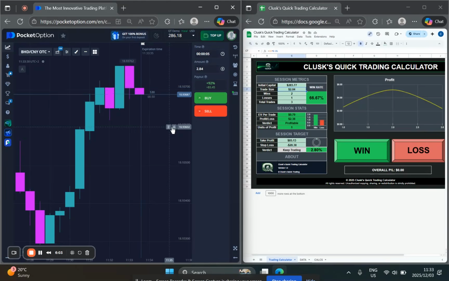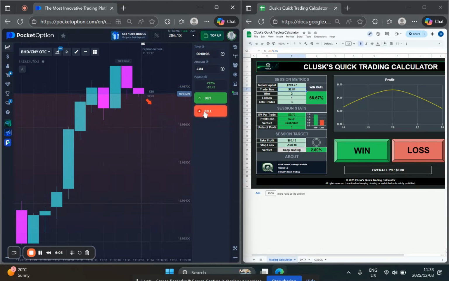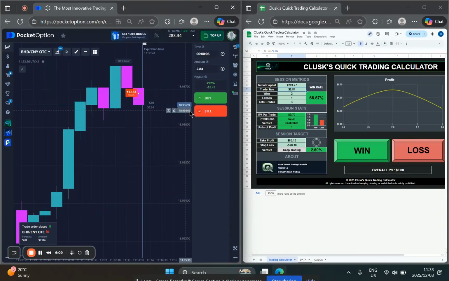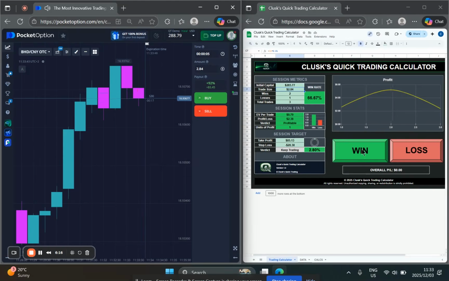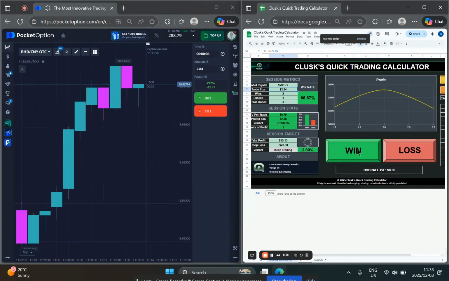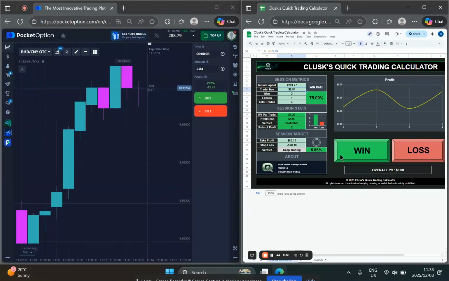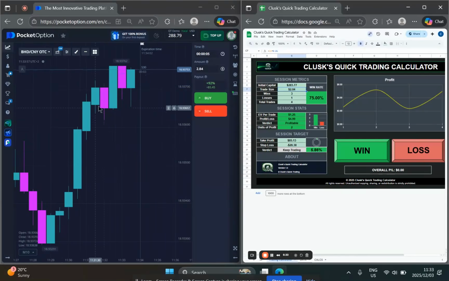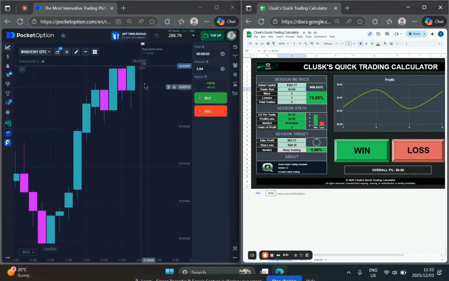Right, let's see now. Here we go. This looks like a strong move downwards if we don't have a flip. No, we don't. So we can take a trade for a sell. And it looks like we're going to win this one. So we can update that win into our calculator. And we're currently sitting on $5 of profit. Yes, it's taken us 6.5 minutes, but we've made $5. It's a consistent way to trade. So keep that in mind.